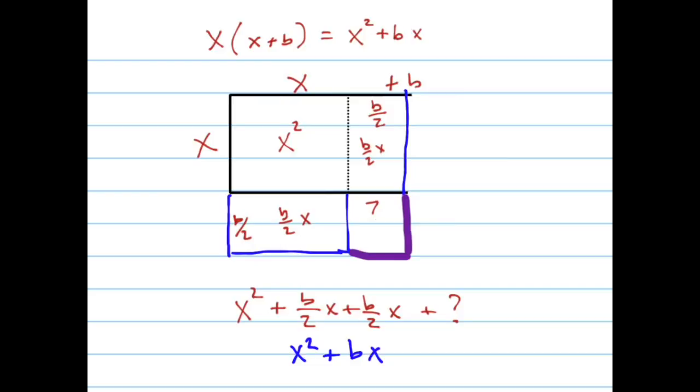So the question is, what does this missing piece have to be? Well, look at it. What's going to be the area of that square? Half of b squared, because this is half of b, and this is half of b. So its area is half of b times half of b, or half of b squared. Make sense? Yes. That's going to be our missing piece that's going to complete our square.